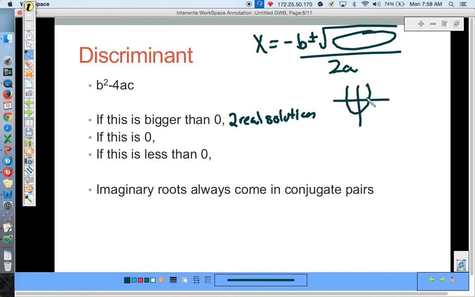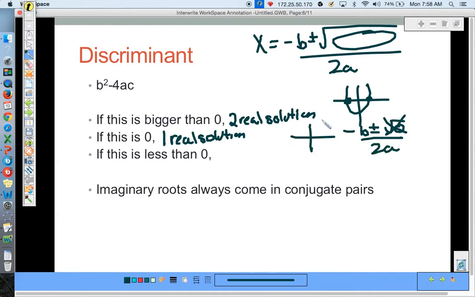So it ends up crossing the axis twice. If it equals 0, there's only one real solution. Because when you think about it, then we have negative b plus or minus the square root of 0 all over 2a. So that doesn't matter. So we don't have the plus or minus, so it's just 1. And that's where it's called that double root. It just hits it once.